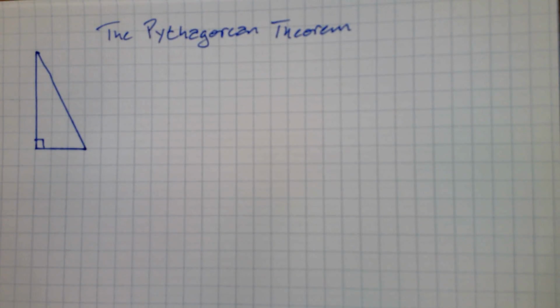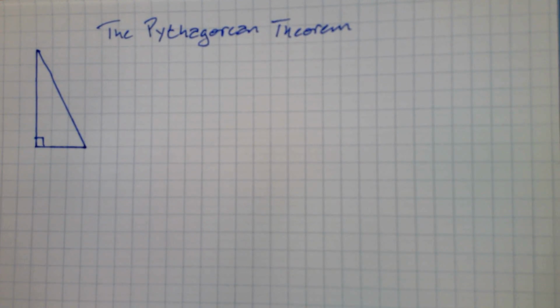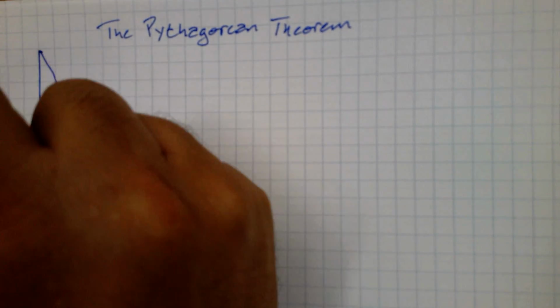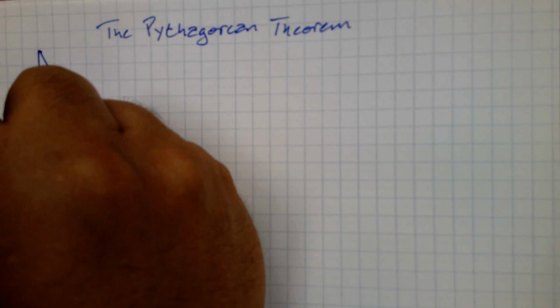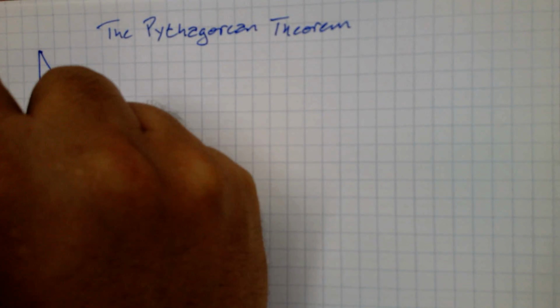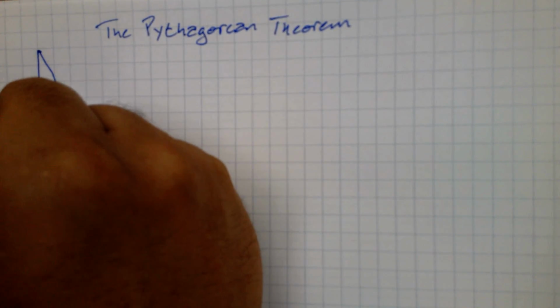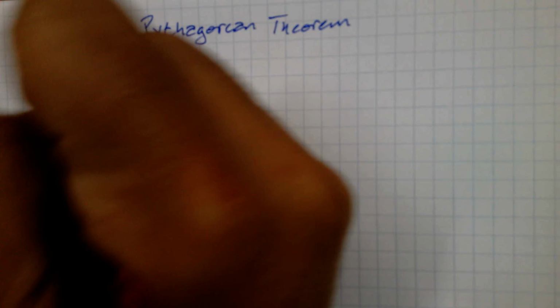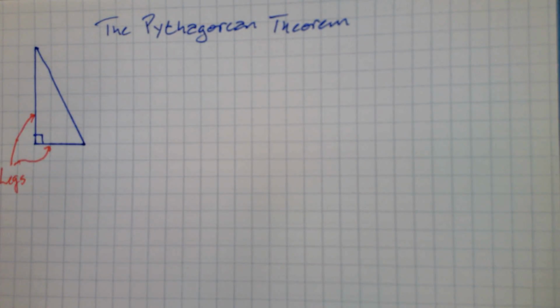Okay, so we have a right triangle. And so we're going to dissect the anatomy of a right triangle. So in our video, the two sides that form the right angle, these two right here, they gave them a name. The legs. That's the easier part to remember.